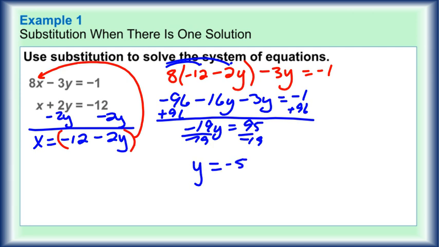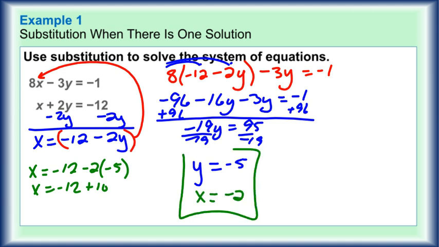Now I'm going to use negative 5, and I'm going to put that in for y because that's going to help me find my x. So I'm going to substitute negative 5 in for y. Now, I could put it in either of the equations. I'm just putting it into this bottom one just because I already have x by itself. So now I have x equaling negative 12 plus 10. That's going to give me an answer of x equaling negative 2. Or you can write it as an ordered pair, which would be negative 2 comma negative 5.